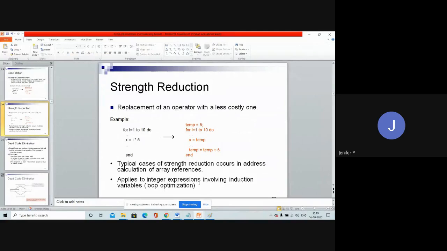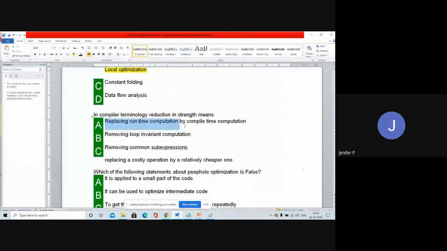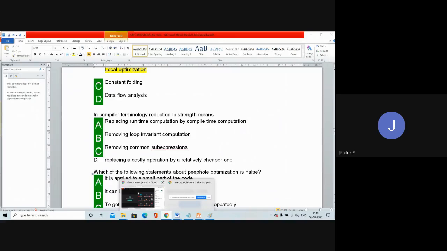Okay, so strength reduction, what I told you about strength reduction, that is replacement of a costly operator by the cheaper one. Okay, that is multiplication can be replaced by repetitive addition. Then power operator or exponent can be replaced by multiplication. Okay, now see the choices. Replacing runtime computation by compile time computation, replacing loop invariant computation, common sub-expression removing. Then the last choice is replacing a costly operation by a relatively cheaper one. So directly குடுத்திருக்காங்க. So what is your answer? A, B, C or D?